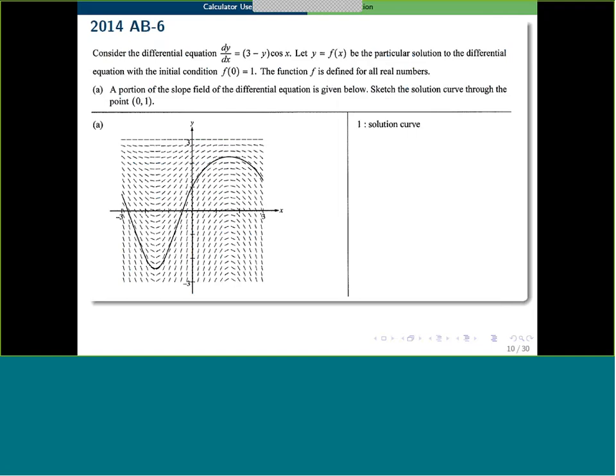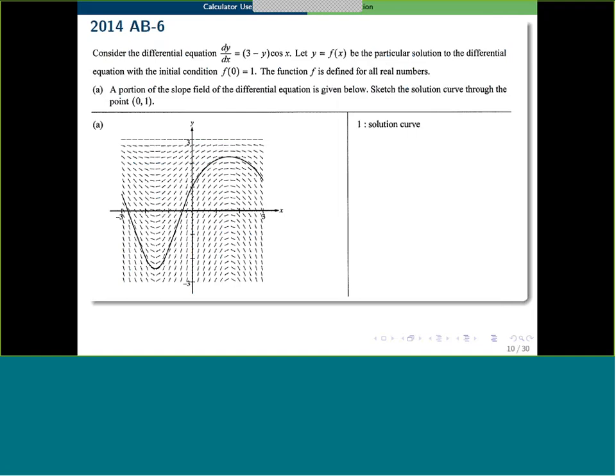So in this one, in Part A, we have a portion of a slope field of the differential equation that's given up above. And the student is asked to sketch the solution curve that goes through the point (0, 1). And that's the kind of curve we were looking for from the student. And I can tell you, having been the chief reader for this one, we were very liberal in grading this one. But that's the kind of curve we were looking for.